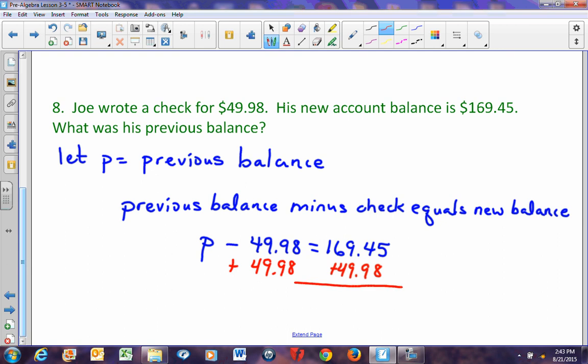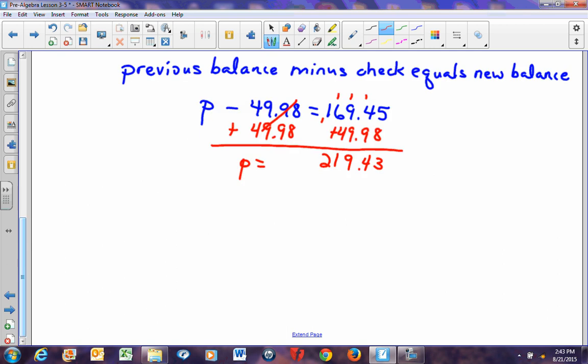Line up your decimal points, line up your digits, these cancel out. P equals 8 and 5 is 13. 10 and 4 is 14. 9 and 9 is 18 plus 1 is 19. 6 and 4 is 10 plus 1 is 11. 2 and 2 is 4, plus 1 is 5... So his previous balance was $219.43. And remember, we write everything in a complete sentence.